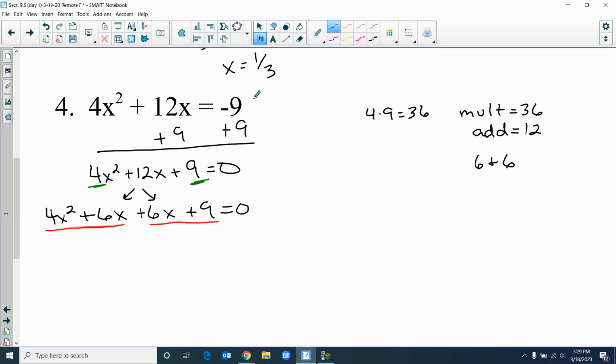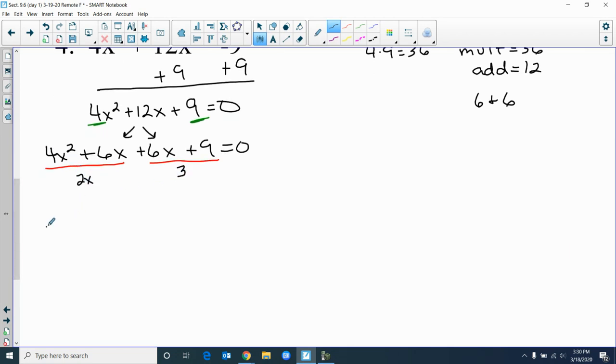We factor by grouping. All right, what's the GCF of 4x squared plus 6x? It is 2x. What's the GCF of 6x plus 9? It is 3. When you factor out the 2x and you divide, you get 2x plus 3. When you do the 3, divide both of those by 3, you get 2x plus 3.